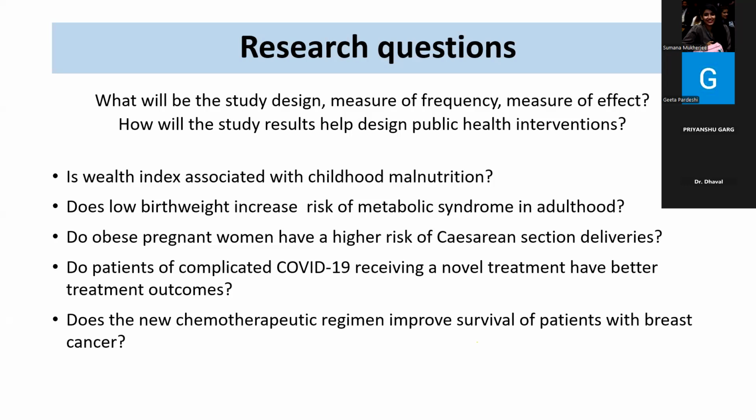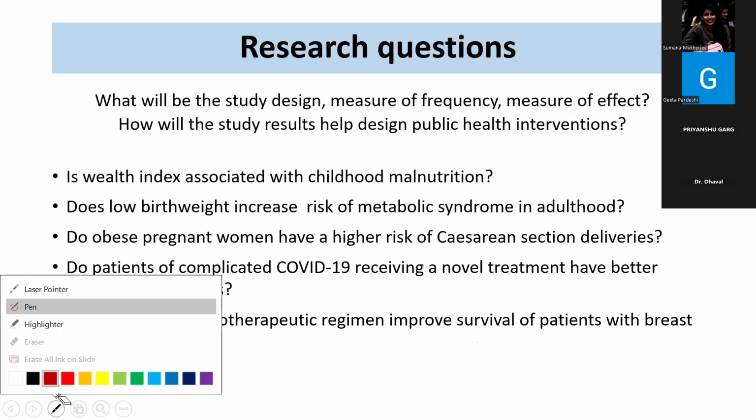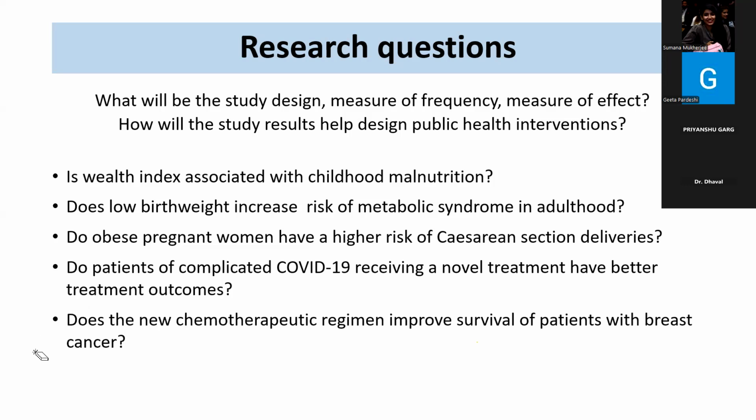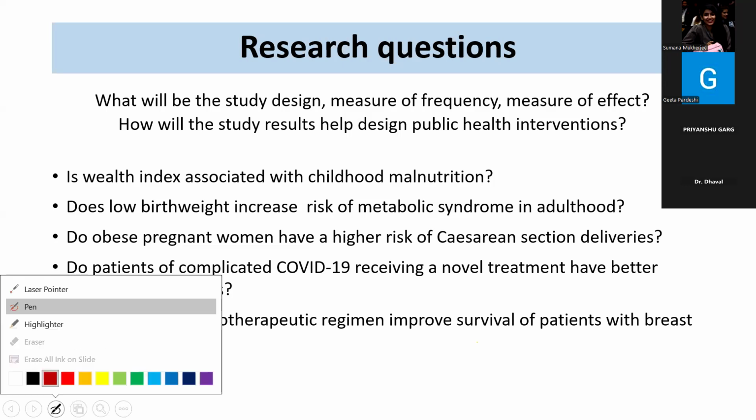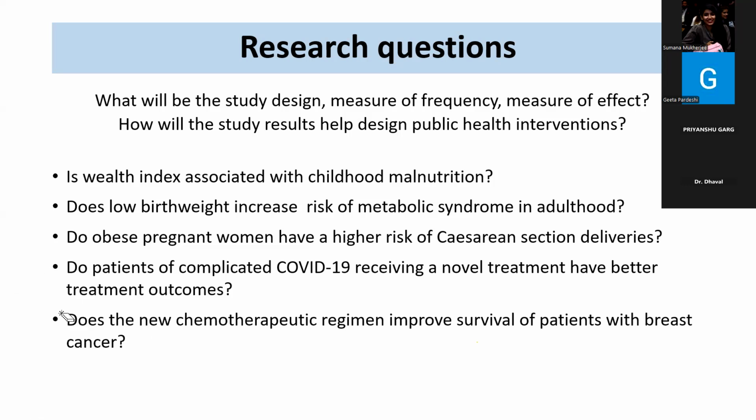What would be the appropriate study design for this research question? Cohort study, ma'am. Yes, cohort. Who said that? Yes, Priyanshu. Can you elaborate? Ma'am, because we want to find the risk of metabolic syndrome. We want to measure the risk of metabolic syndrome in childhood. Okay. So how would you go about doing the study?